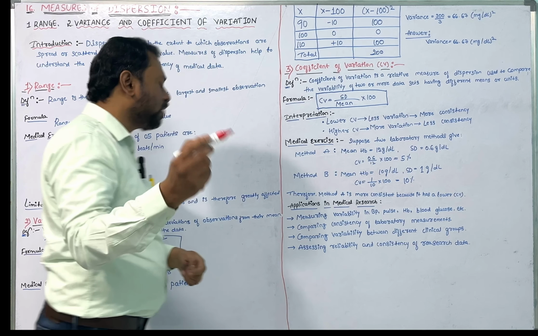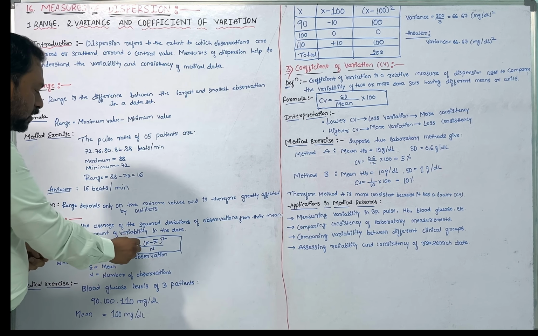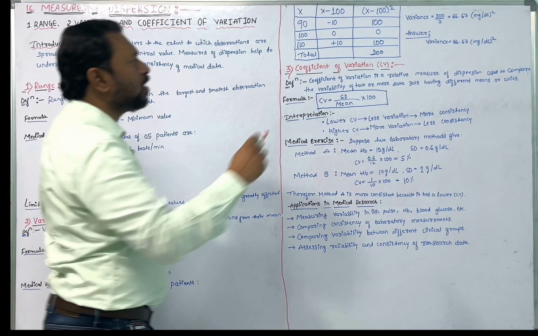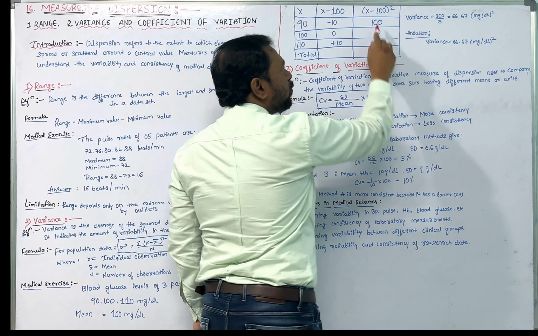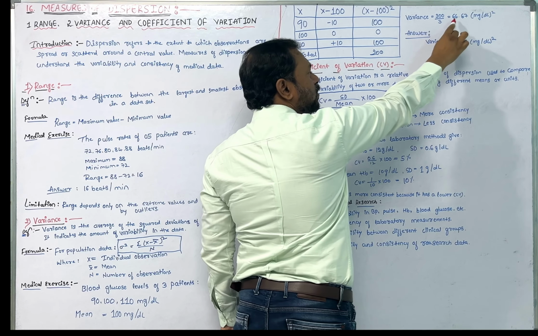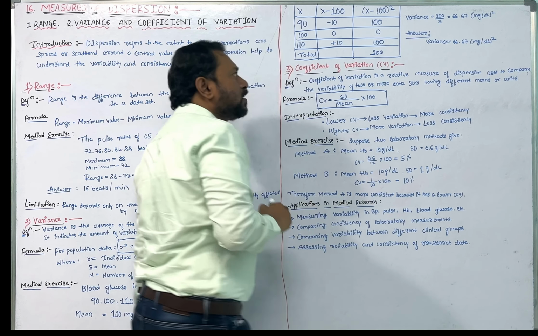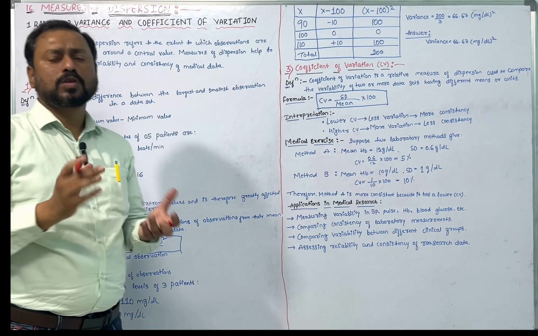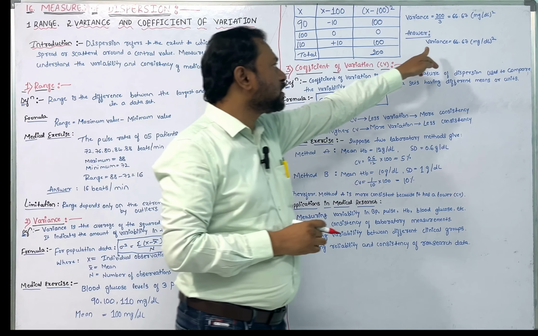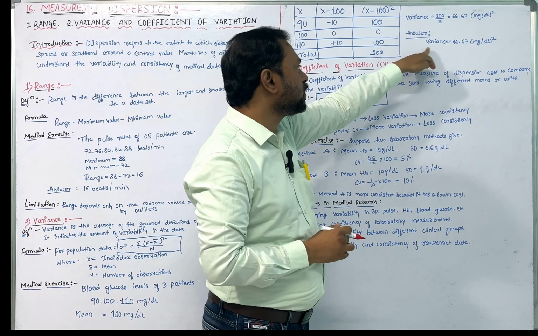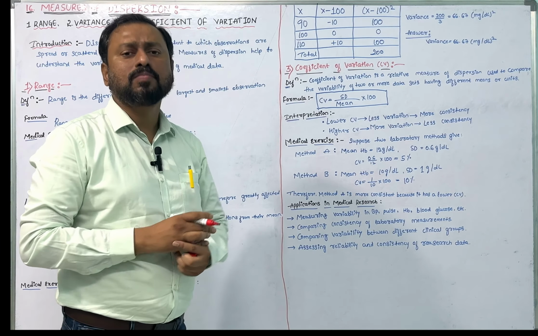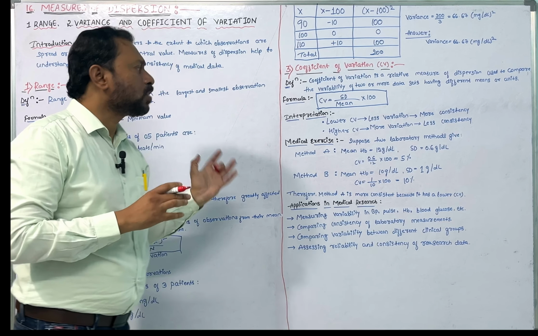That's why if you put the value here, sigma (x minus x bar) whole square will come around 200. And the number of patients is 3 here, so n is 3. If you do the calculation, the value will come to 66.67 mg/dl whole square. Therefore, the variance of these observations is 66.67 mg/dl whole square. This is about the variance.